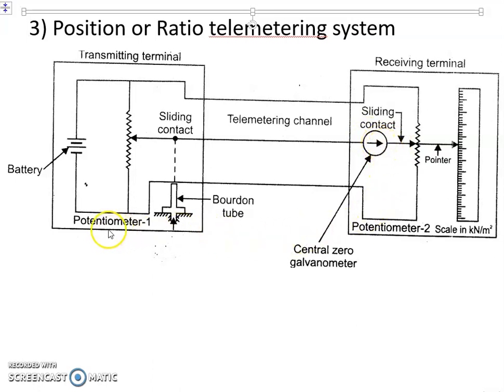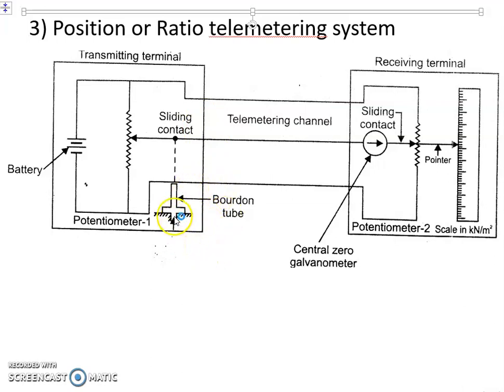Since there are two potentiometers used here, potentiometer 1 and potentiometer 2, the two potentiometers are arranged in such a way that when the sliding contact of potentiometer 1 moves across the resistance, the sliding contact of potentiometer 2 also moves to the same position as that of potentiometer 1. So this arrangement is in the form of a bridge. So now let us see how it works.